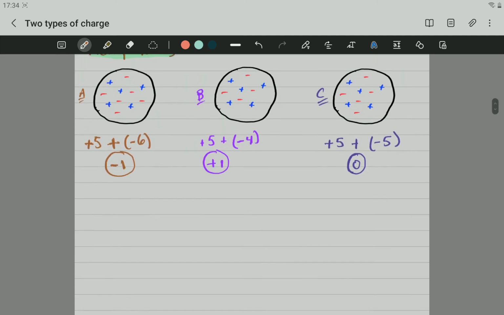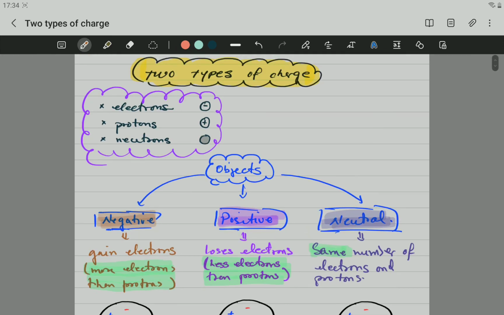I hope it's understood. It's very important. It's a topic that you are going to carry on up until grade 12. So please learn. This is the very introduction, the very first part of the work. Next video we are going to be doing conservation of charge, and that is all for now.